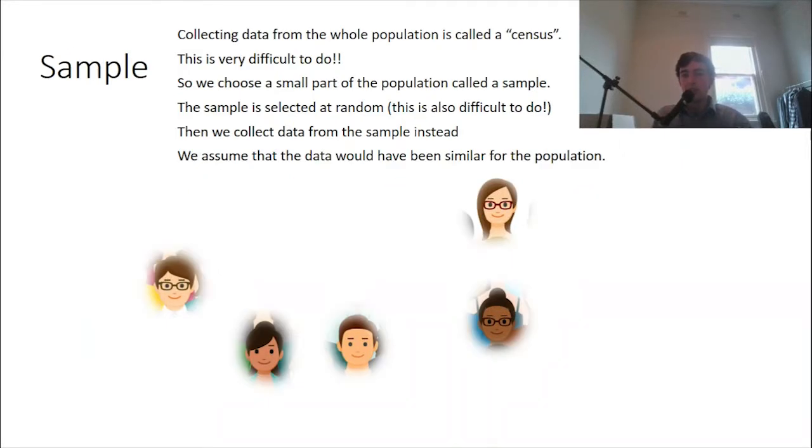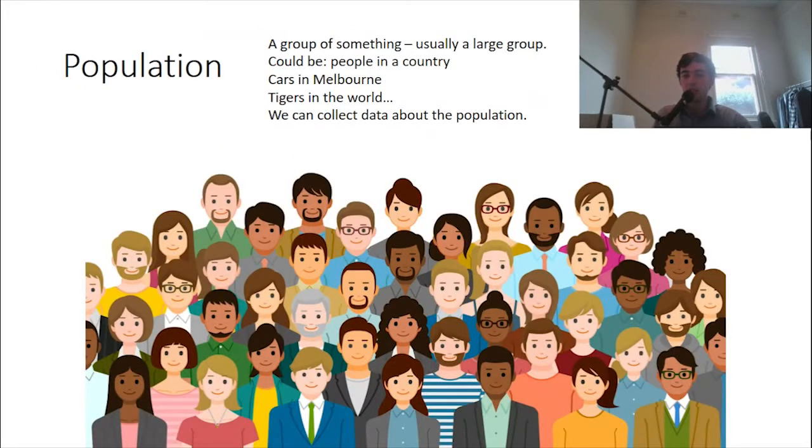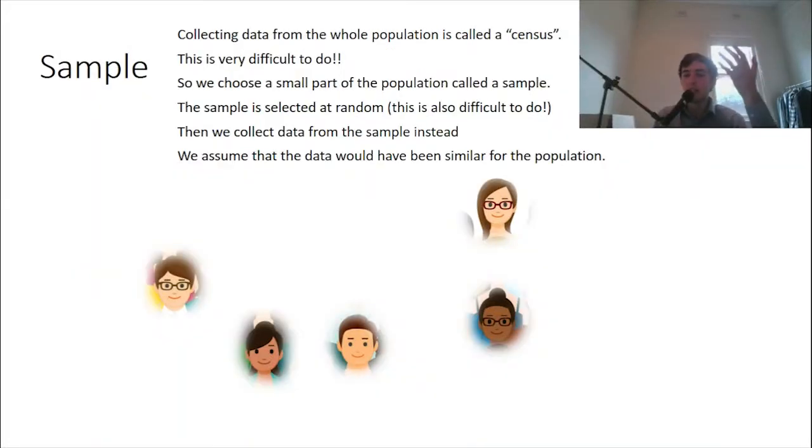So collecting data from the whole population is called a census. That's what happens anytime you collect data from the whole population, so for example, asking every single person in the population, how tall are you? Although they wouldn't ask that question. They would ask them something more useful, but I can't think of anything more useful at the moment. So it's very difficult to ask every single person in the population a question, because you need to make sure that they all answer the question. It's very difficult to do.